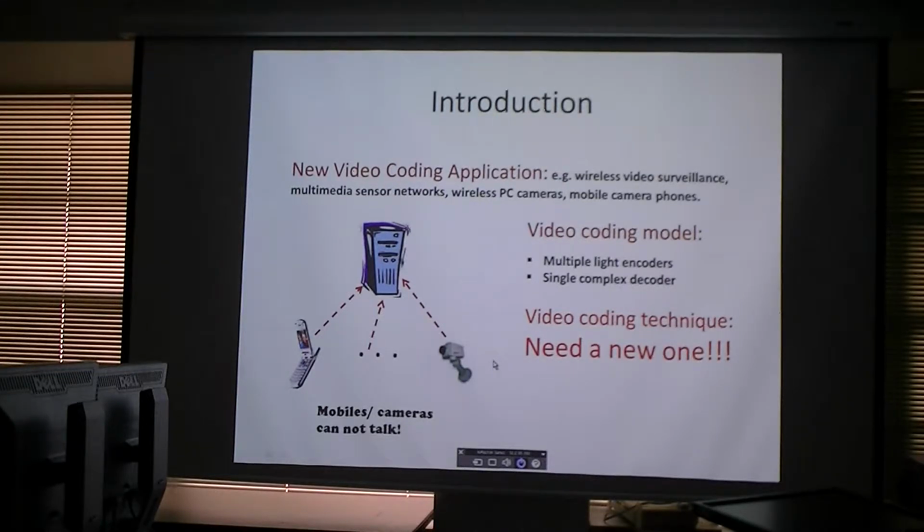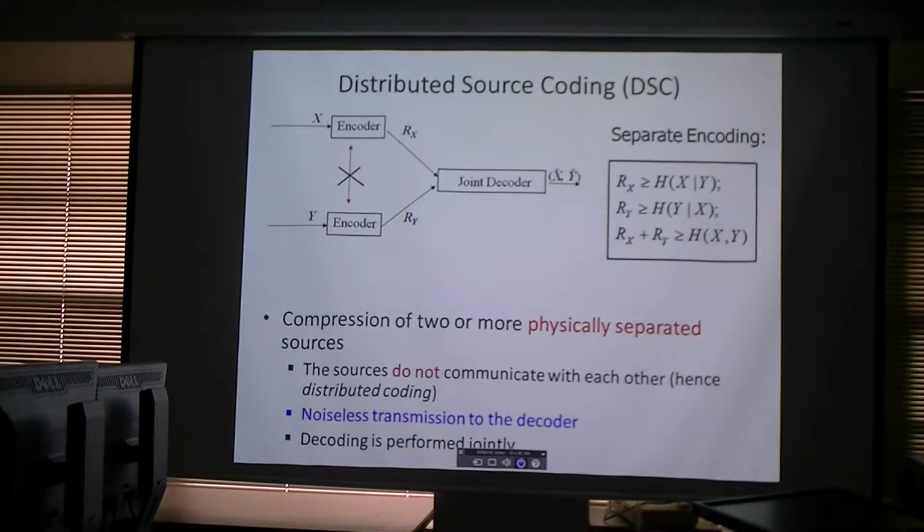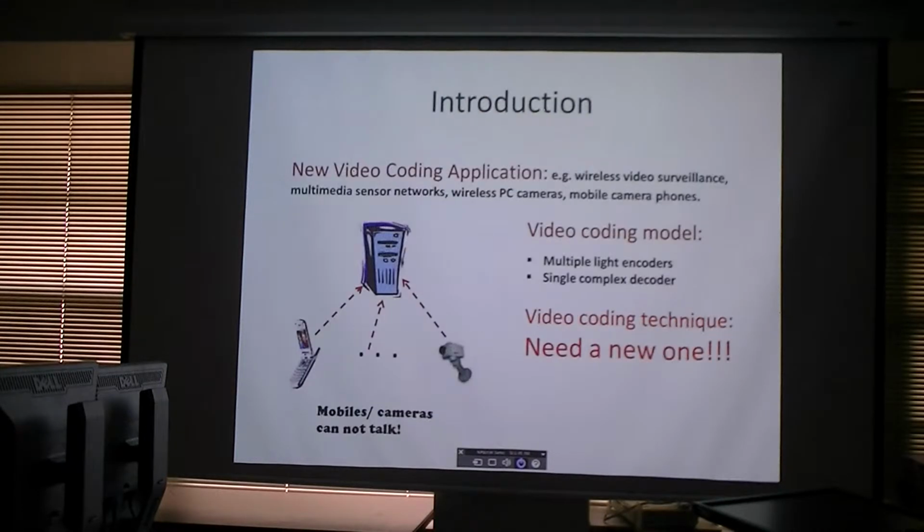So the traditional video codec we just talked about cannot be applied to these video coding applications because traditional video coding has a very large computation complexity at the encoder side. So we need a new video codec for these video applications. The distributed video coding I will talk about today fits this scenario well, because distributed video coding shifts the computation complexity from the encoder side to the decoder side.